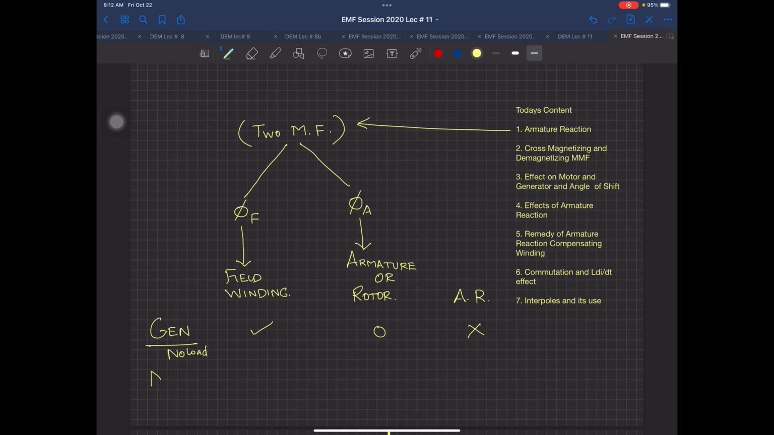Now if you have a generator and you increase the load, which means that now your machine is loaded, the field winding is already there, and now the armature or rotor MMF is also there, so armature reaction is going to take place. As this load increases, your armature or rotor MMF will increase, and the armature reaction will also increase.